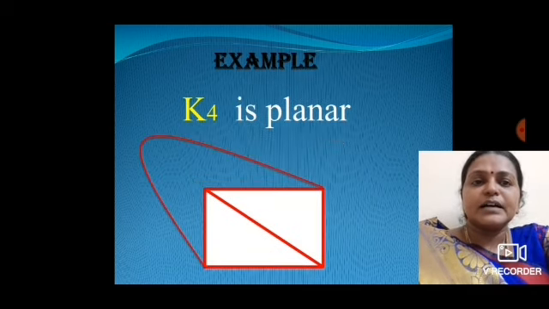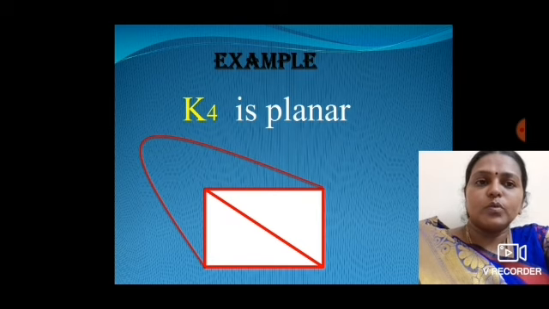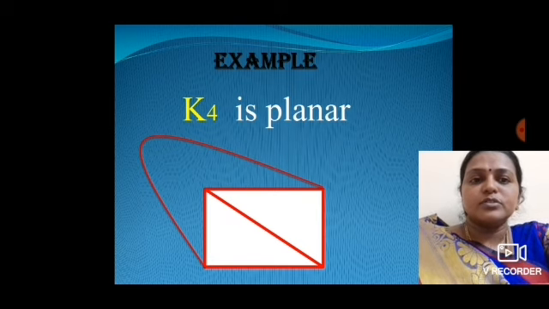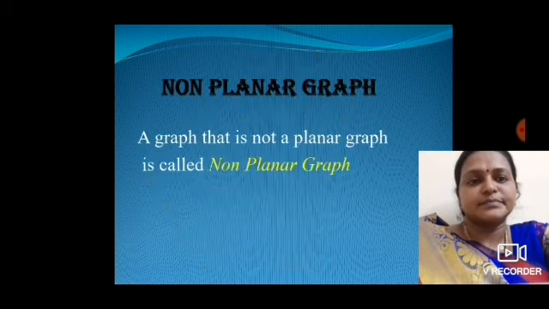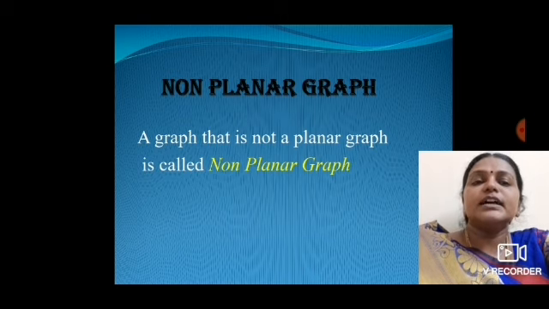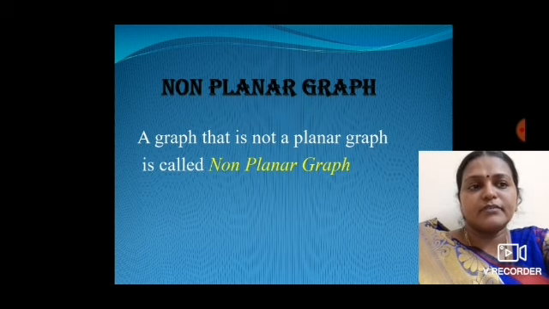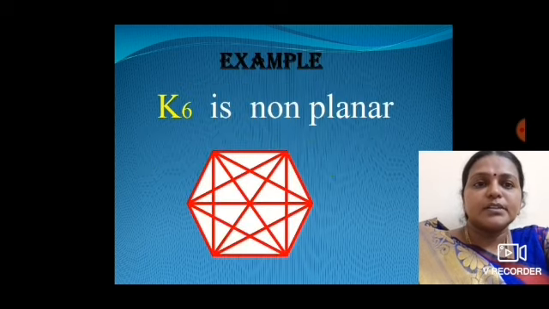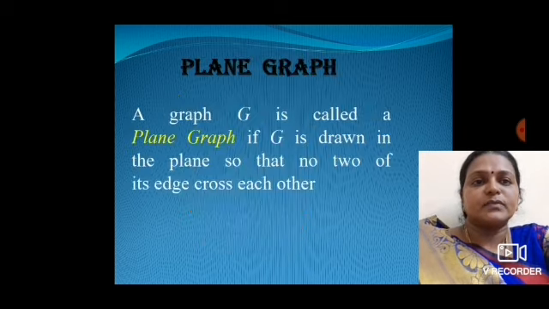You can see the example for K4 which has been drawn so that no two of its edges cross each other. The next definition is non-planar graph. A graph that is not a planar graph is called non-planar graph. Let's see an example. K6 is non-planar. You can see the edges intersecting each other.